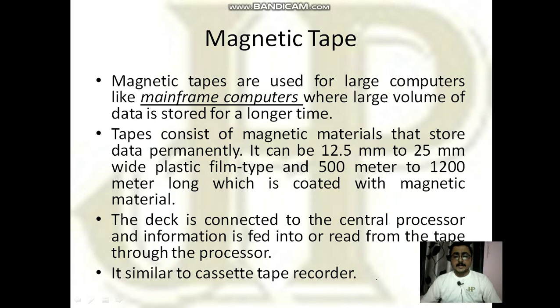First one is magnetic tape. Magnetic tapes are used for large computers like mainframe computers to store large volume of data and for longer period of time. It consists of magnetic materials to store data permanently. The size can be 12.5 mm to 25 mm wide and 500 meter to 1200 meter long. It looks like a cassette tape recorder. Clear?